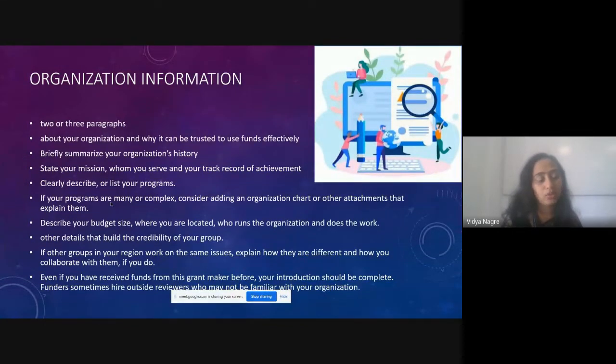This basically goes into two to three paragraphs about your organization, and why it can be trusted to use funds effectively, because trust is a basic factor at the core. Any agency won't easily give you the funding unless and until you can convince them. And now, how to build trust?